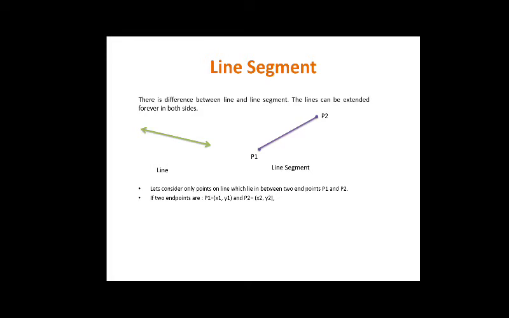P1 is equal to (x1, y1), P2 is equal to (x2, y2). So these are the two endpoints. So what is the equation of a line? Now we have seen the equation is y = mx + b.